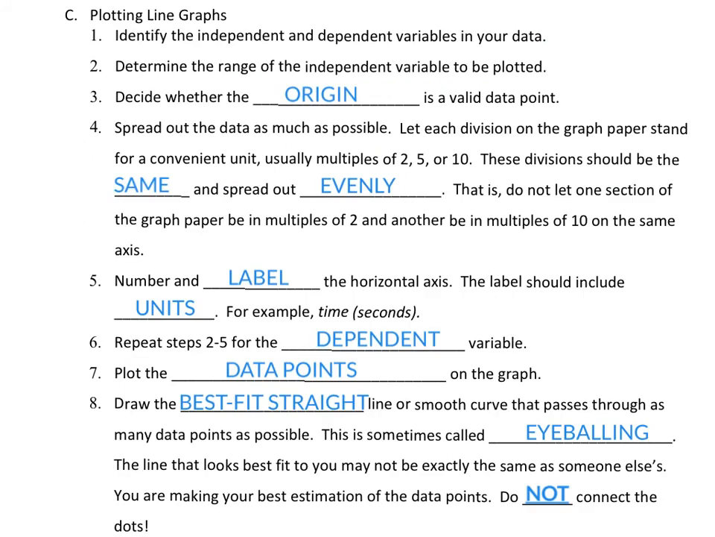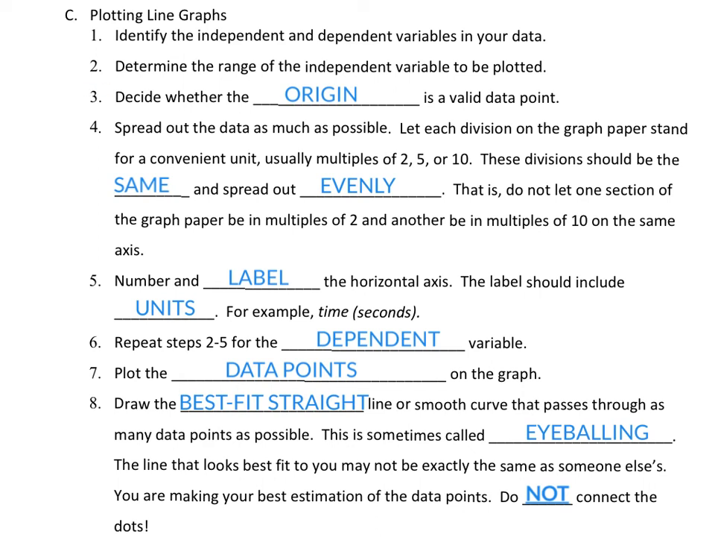There are a few helpful hints to remember when you're plotting line graphs. You want to identify the independent and dependent variables first in your data, and then determine a range for the independent variable to be plotted. Decide whether or not the origin is a valid data point, and we're going to do labs where definitely the origin is a valid data point and also when it is not. So it's going to be important that you learn to determine the difference.